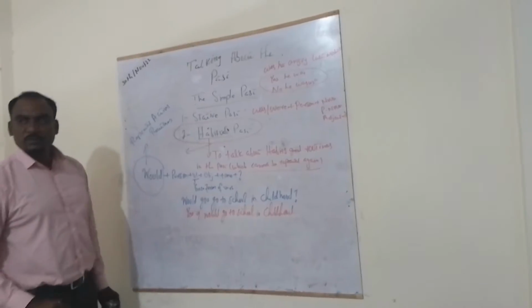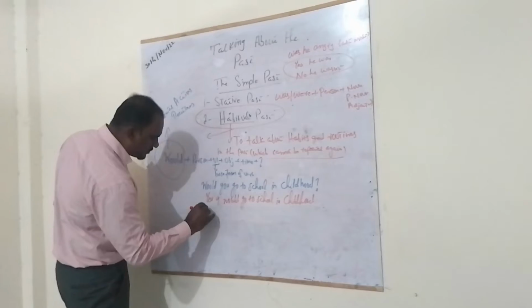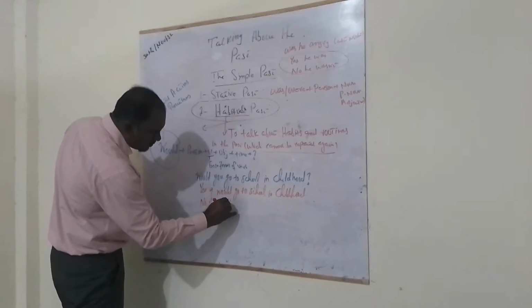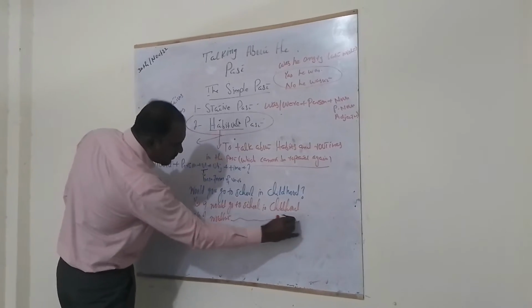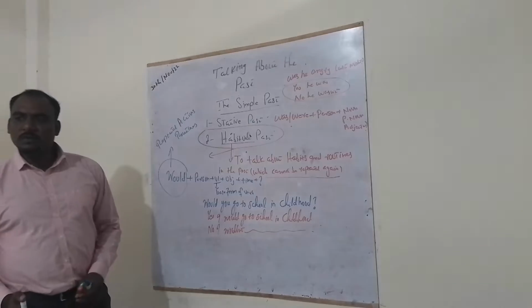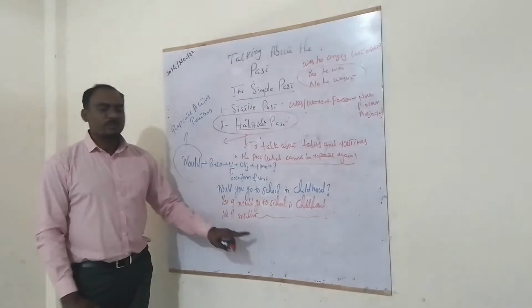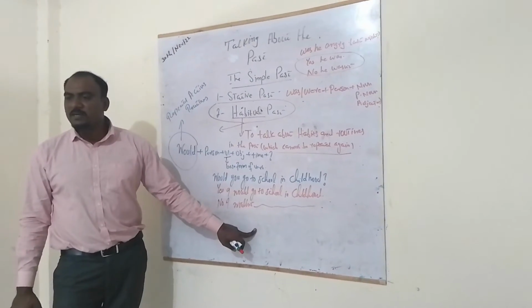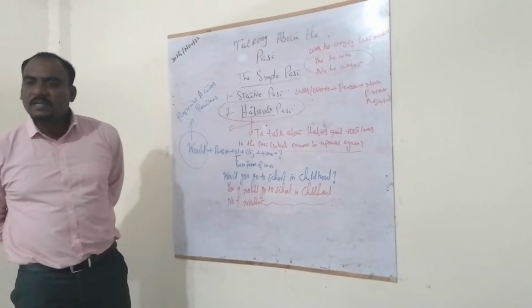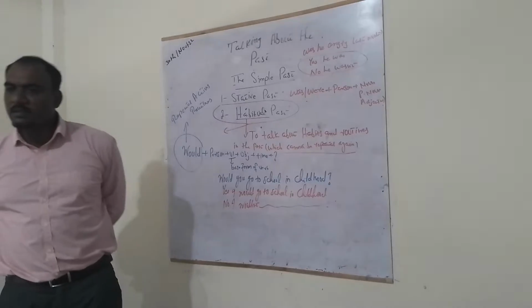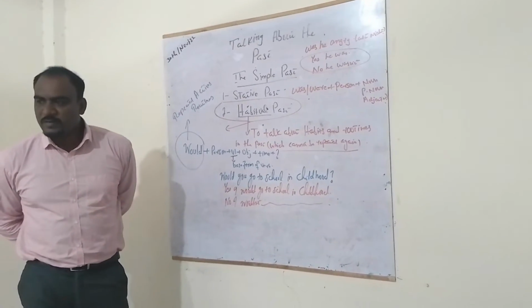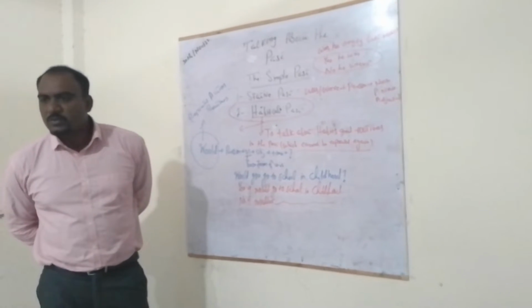No, I wouldn't go to school in childhood. Understand or not? Yes, I would go to school in childhood. No, I wouldn't go to school in childhood. If you say, did you go to school in childhood? For example, the examiner in IELTS asks you the question, did you go to school in childhood?